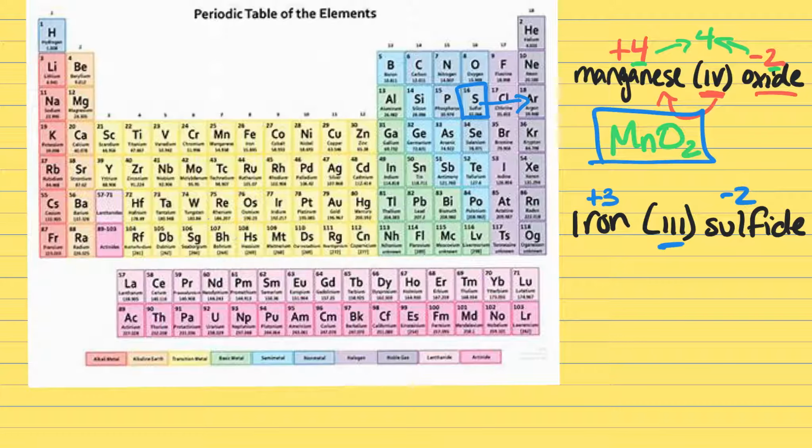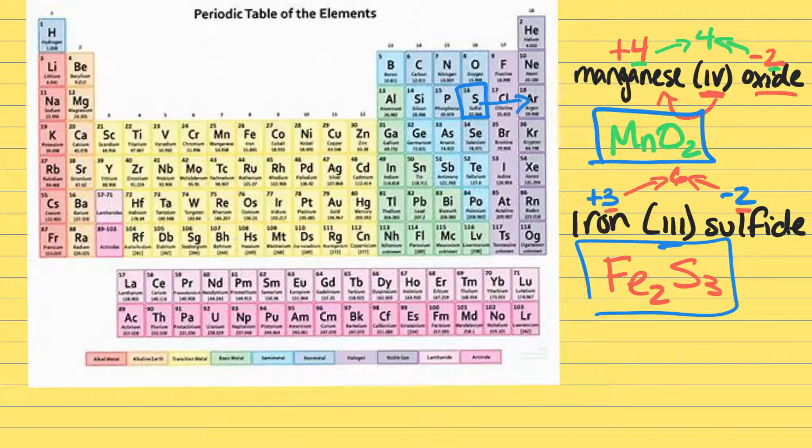We know that the least common multiple between 3 and 2 is 6. How many times does iron go into 6? It goes in twice, so it's Fe2. How many times does sulfide go into 6? It goes in 3 times, so it's S3. So this is your chemical formula for iron(III) sulfide, Fe2S3.